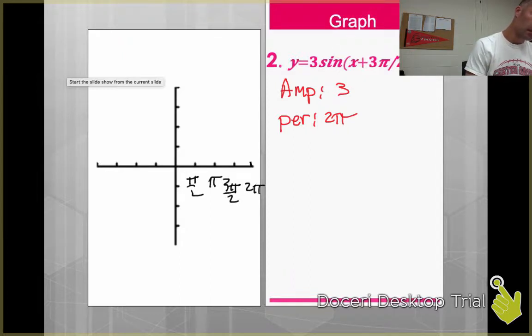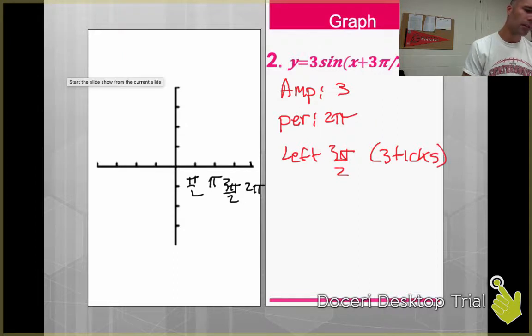Alright, keep going here. Since I've got a plus 3 halves pi, you think opposite. So this says we're going to go to the left 3 halves pi. Now from the origin, how far away is 3 halves pi? That's 3 tick marks. So I need to move everything to the left 3 tick marks. Okay. So I'll graph my parent function in purple.